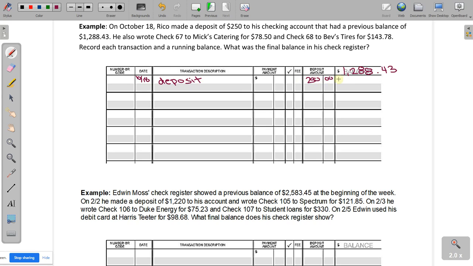What we're going to do is we're adding $250. Now put your total beneath that. So $1,288.43 plus $250 is $1,538.43.